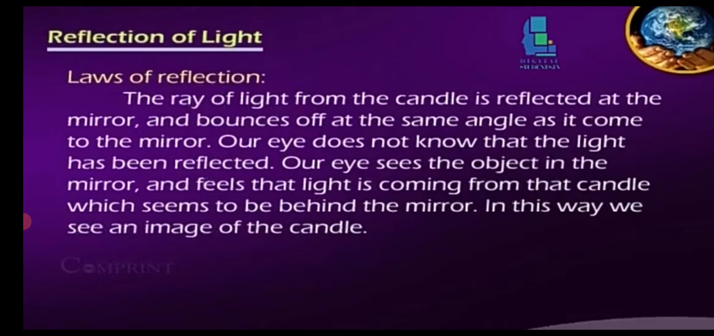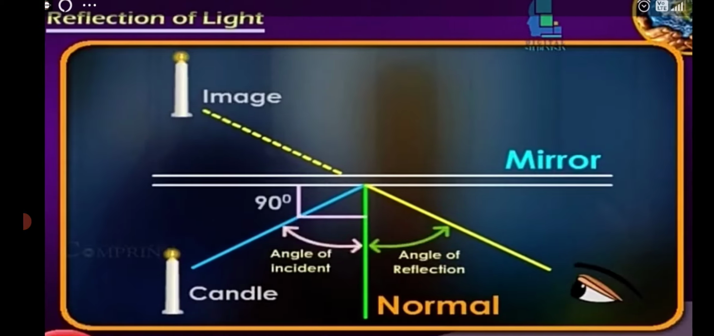Reflection of light, laws of reflection. The ray of light from the candle is reflected at the mirror and bounces off at the same angle as it comes to the mirror. Our eye does not know that the light has been reflected. Our eye sees the object in the mirror and feels that light is coming from the candle, which seems to be behind the mirror. In this way we see an image of the candle.